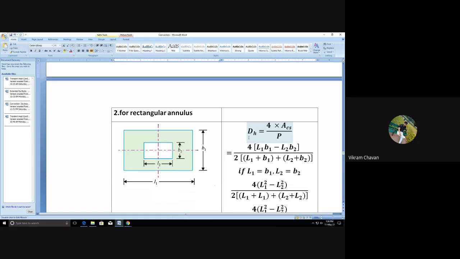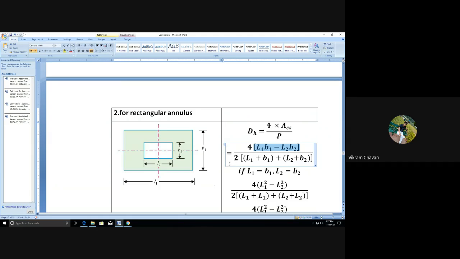So simply, we have to use the equation for the hydraulic diameter as 4 multiplied by A subscript cs divided by P. Now, if you want to determine the actual cross section area, then we have to subtract the cross section area of the smaller duct from the larger duct. So L1 B1 minus L2 B2, and then the wetted perimeter.